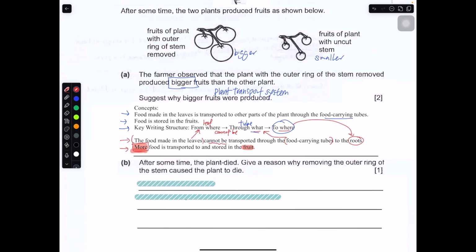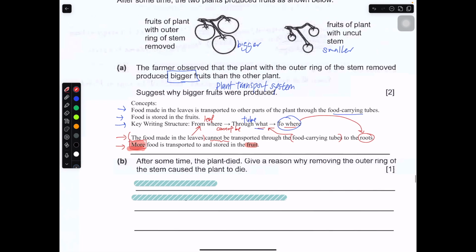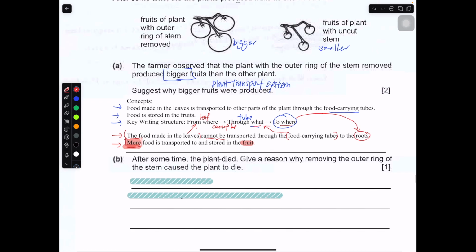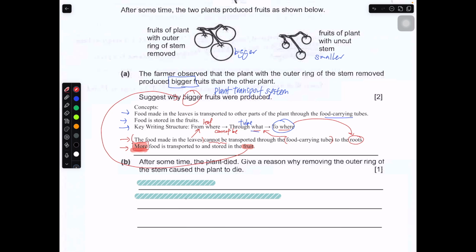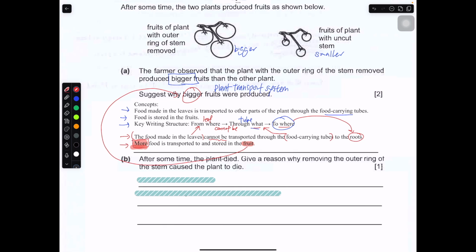Okay, so more food is transported and stored in the fruit, causing the fruits to become bigger. Therefore, you will answer this part of the question. After some time, the plant died. Give a reason why removing the outer ring of the stem caused the plant to die. How does it cause the plant to die in this case?